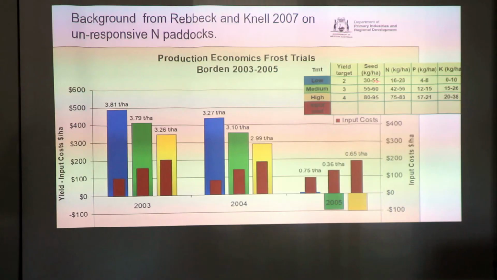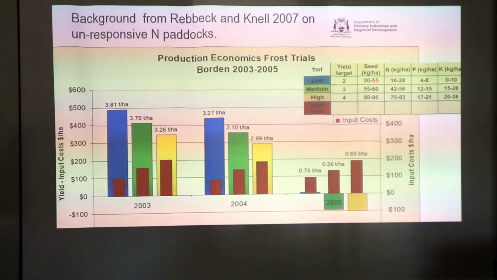Bit of background on nitrogen and canopy management from before I started working on frost. This is some work done by Garen Nell down at Borden in 2003 to 2005, where they set up a low, medium and high yield potential target on sites which had come out of good clover pastures, so not highly nitrogen responsive. They set up a low yield potential of low seed rate, low input costs, versus a medium of seed rates, medium input costs, and what they classified as high seed rate, high input costs for that time.